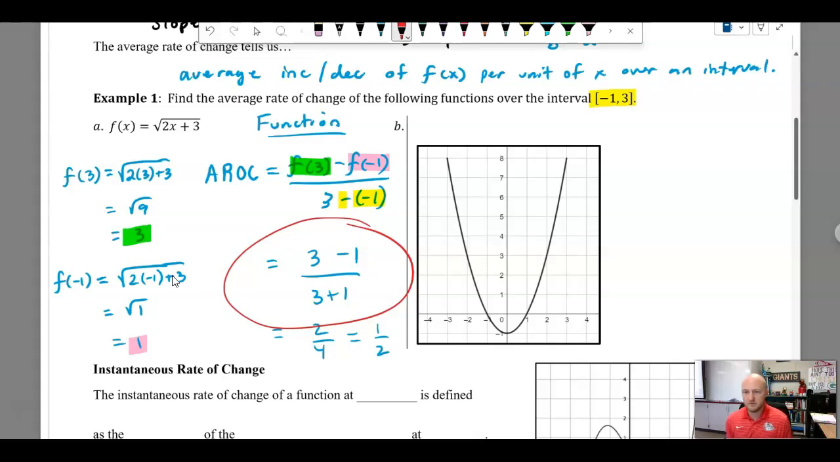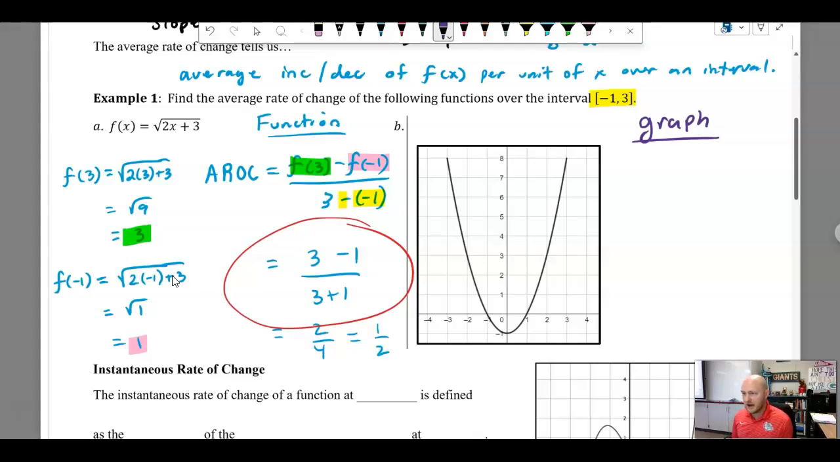Once you have numbers, once it's numerical, you can stop. If it's an FRQ question, if it's multiple choice, you're going to have to find that 1/2. Let's look at the next form. The next form that you often see average rate of change given is in a graph.